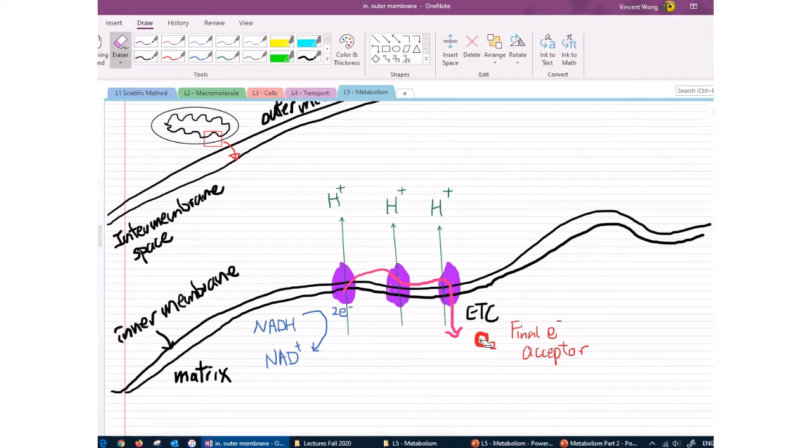The oxygen will combine with the electrons, and then it's going to form water. That's why oxygen is said to be reduced into water. It's reduced because it's gaining electrons. Right, so this is going to occur.